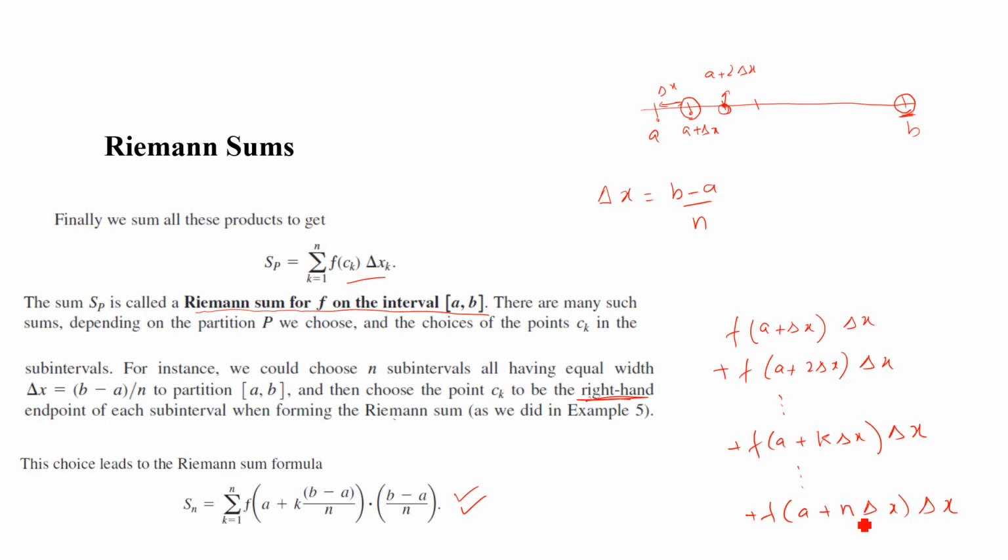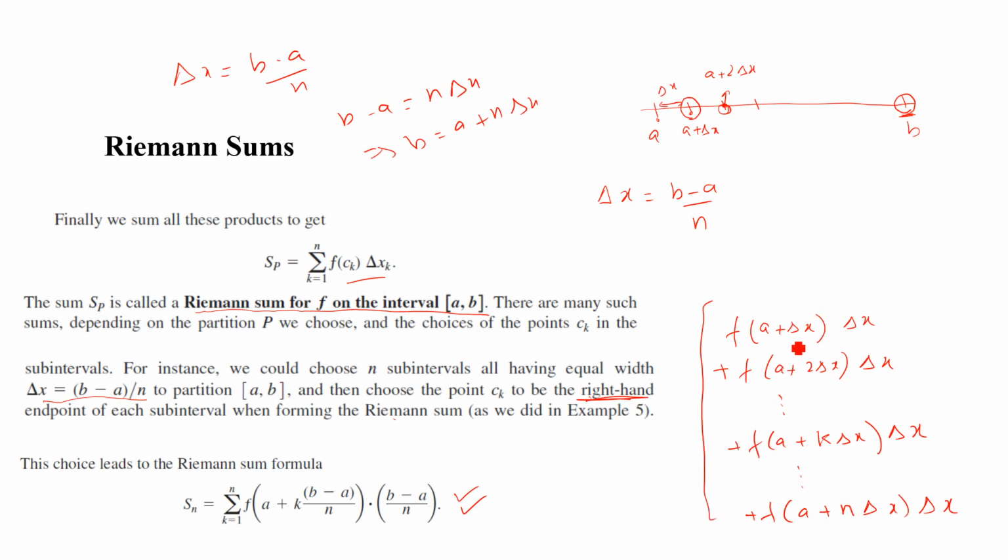So now the question here is why b is equal to a plus n delta x. We have this relation: delta x is equal to (b minus a) over n. This gives us b minus a is equal to n times delta x, and this implies b is equal to a plus n delta x, right? So that is why this happens.